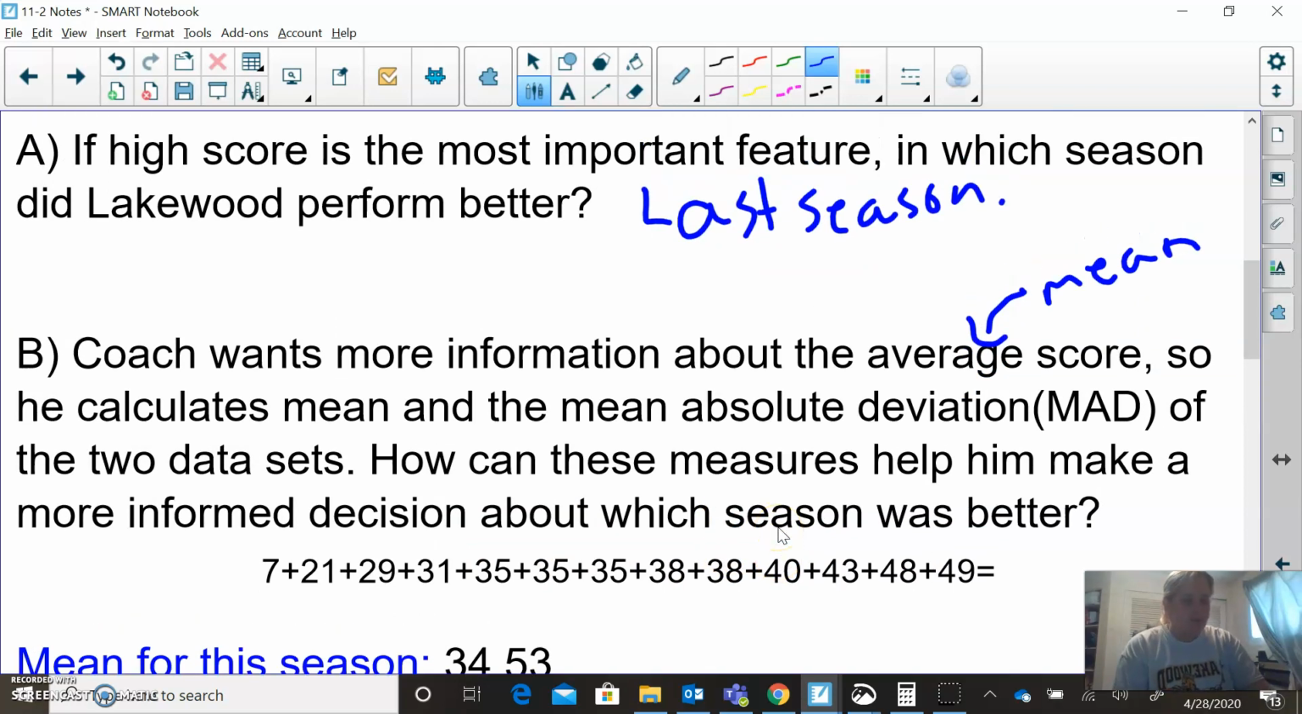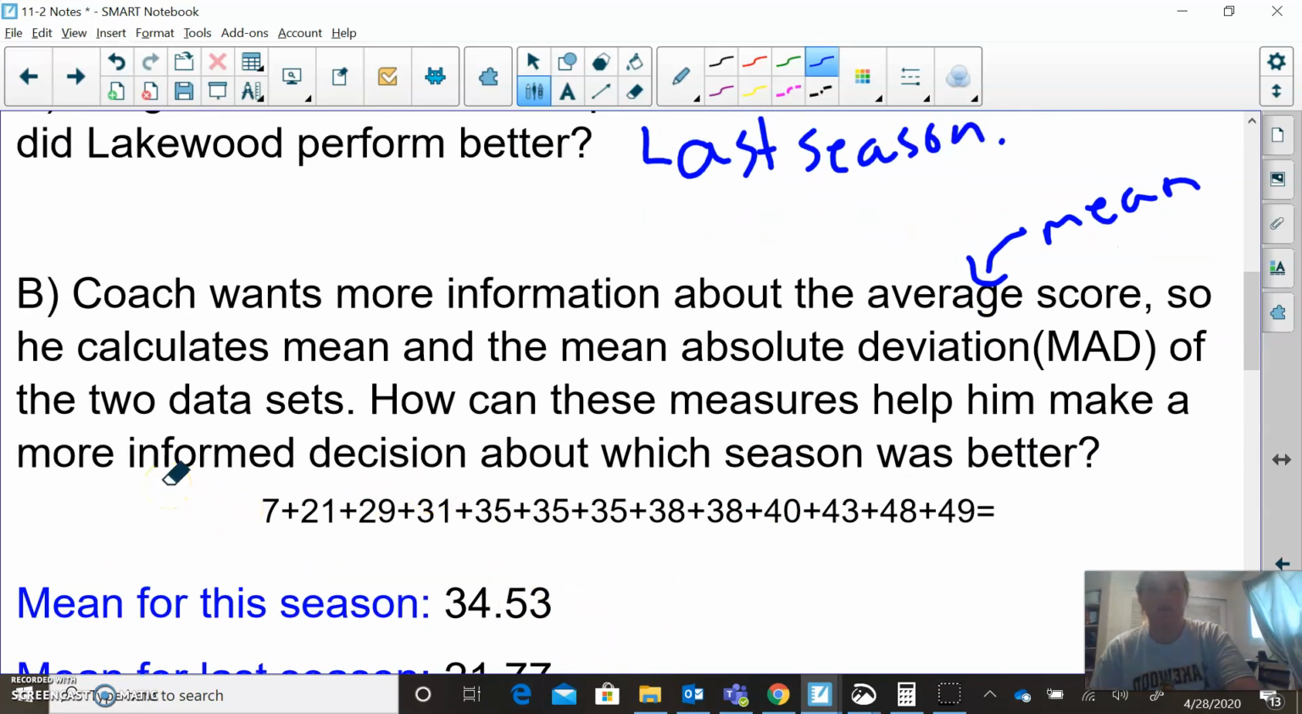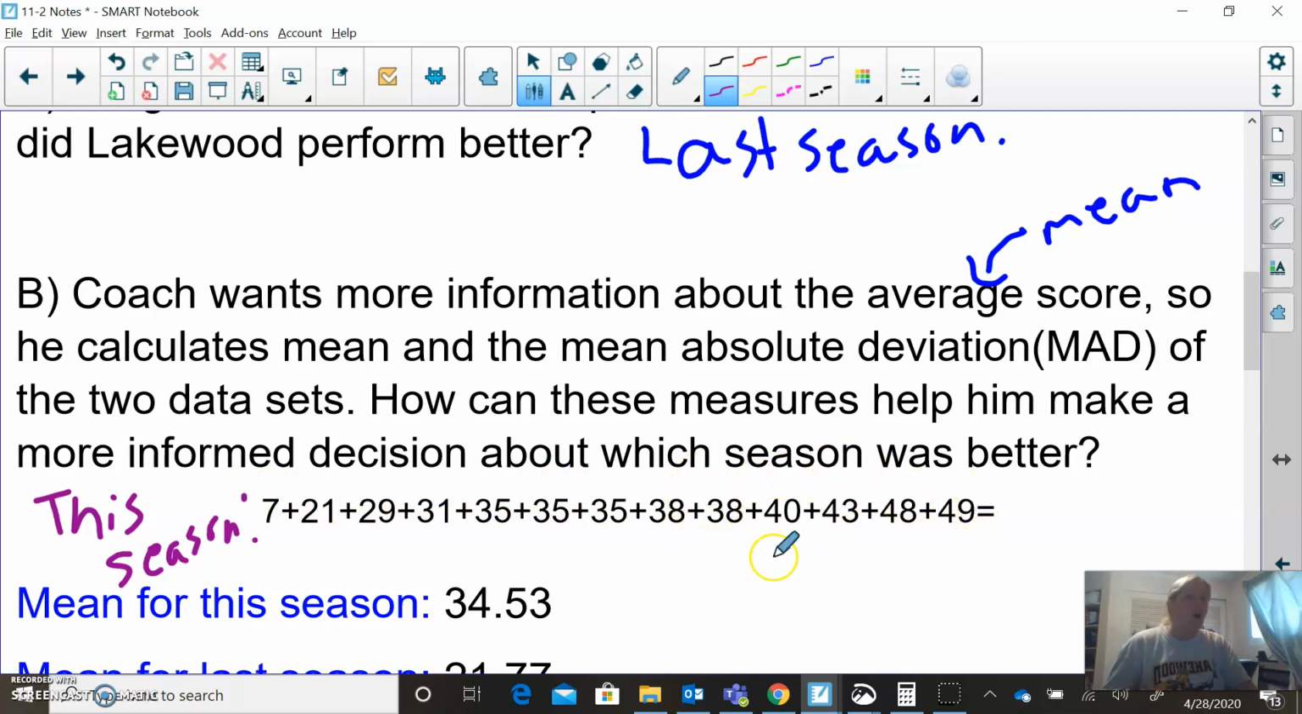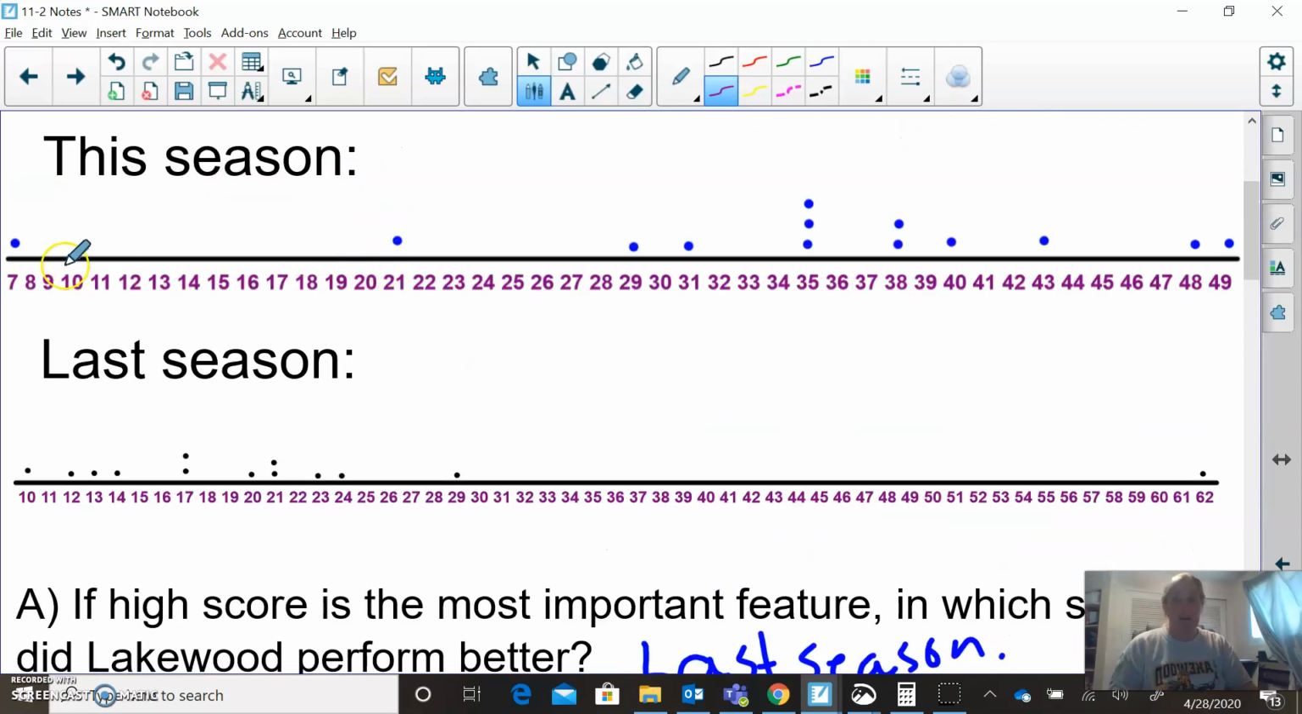Okay guys, to calculate mean, this is for this season. To calculate mean, all I did was take all the data points and add them together. I got all these numbers: the 7, 21, 29, 31, 35, 35, 35, 38, 38, 40, 43, 48, and 49. I got all those out of the dot plot. Each dot represents a data value. That's why there are 3 35s and 2 38s.